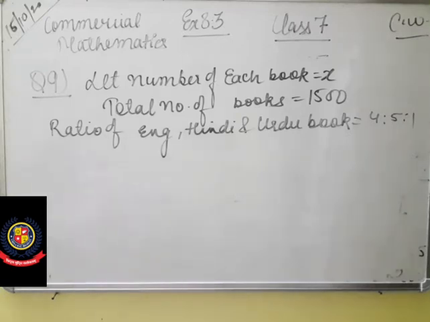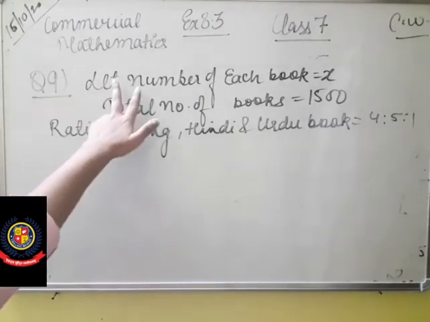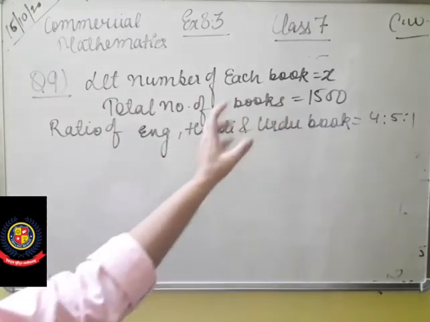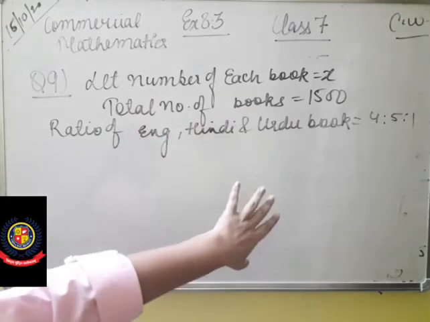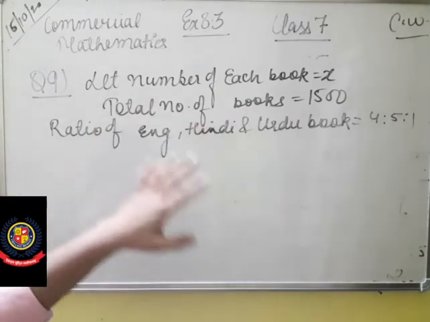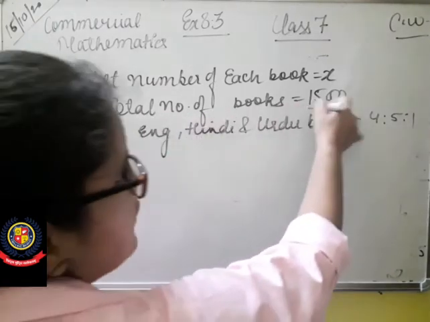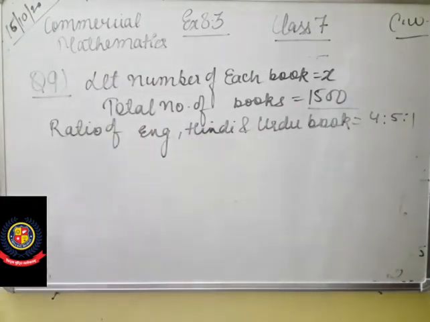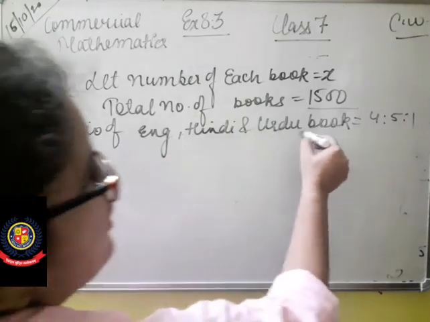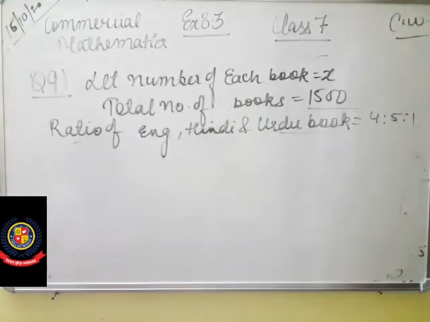अब आपको number of books find out करनी है हर एक language की. So I don't know how many books are there, so I have let the number of each book, whether it is English, Hindi or Urdu. मुझे नहीं पता कितनी बुक, तो मैंने लेट कर लिया कि वो x है. But yes, I know that the total number of books is 1500, and I also know that the ratio of these is 4:5:1. So students, whenever you have to remove the ratio, you have to take the variable with them.